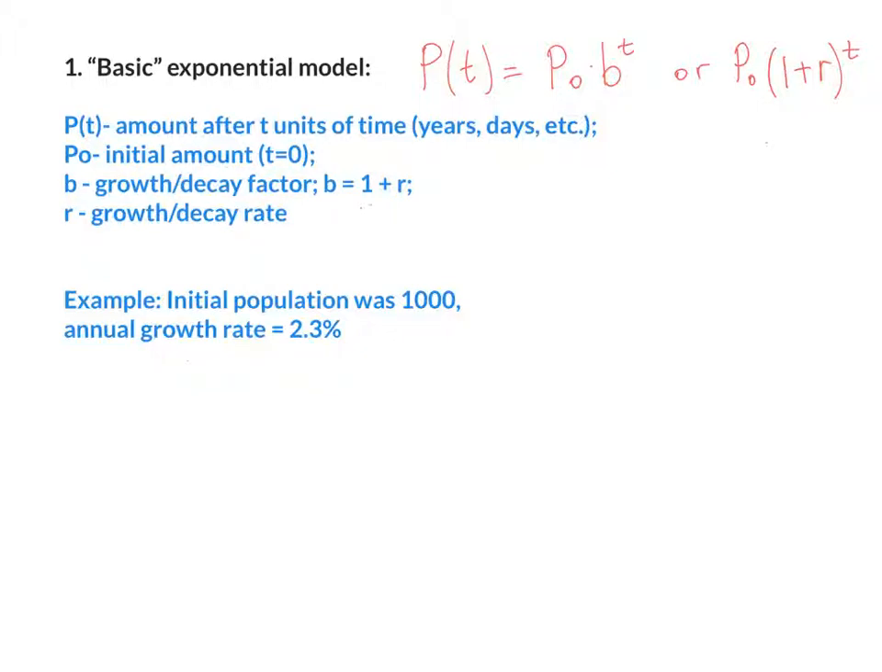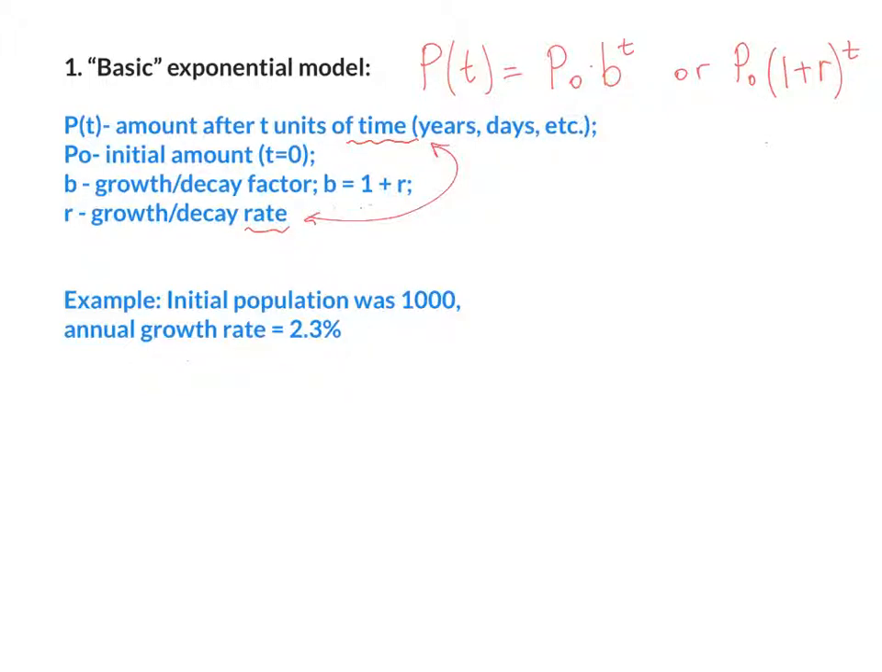Sometimes in the formula, instead of b, we write 1 plus r, where r is the growth or decay rate. A couple of moments here. First of all, we need to register that this is the rate per a unit of time that we are selecting. So if t is in years, then it's annual rate. If t is in weeks, then it's weekly rate, and so on. So this must correspond.